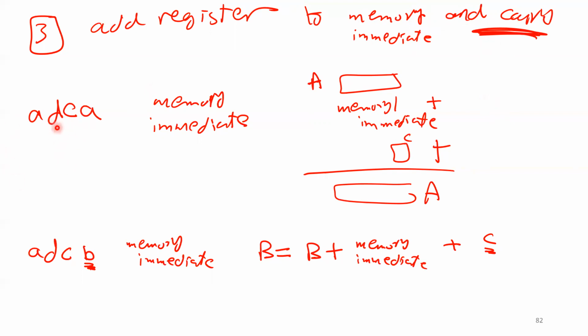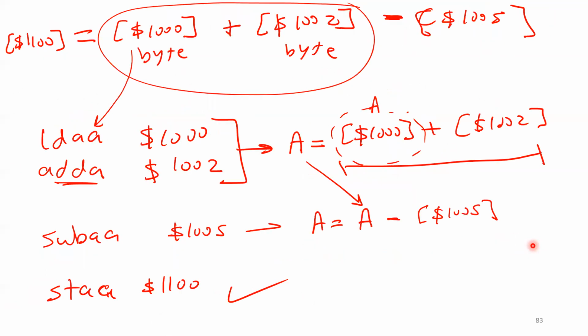So now, add with carry A, which is a byte, to a memory location or immediate value, also a byte. So here you add byte to byte plus carry. Here you add byte B plus carry. We don't have an instruction to add word plus carry. We don't have this one. Okay. Any question, guys, before I give you examples?